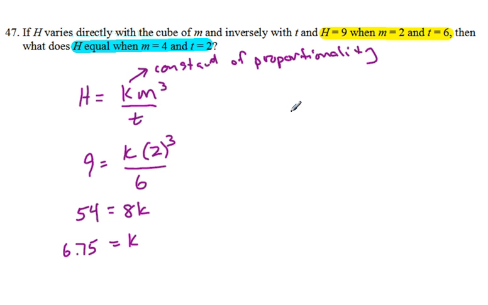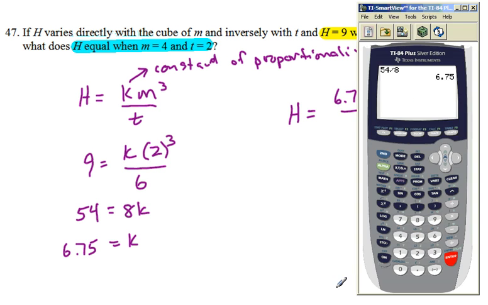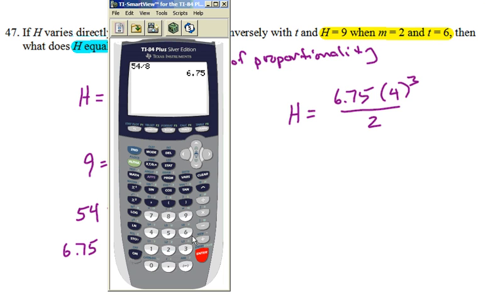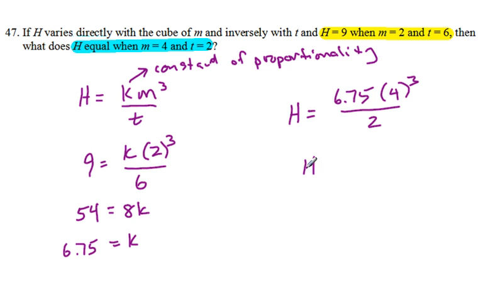So we go back in here. H equals, k is a constant, so it's going to remain the same, 6.75. M is 4, that's cubed, all over 2. And now we can just pull up our calculator to get that answer. So 6.75 times, I know 4 cubed is 64, and we're going to divide it by 2. And there we go, 216 is our answer.